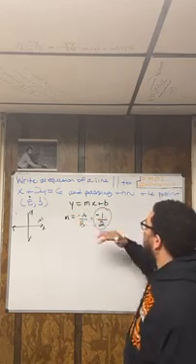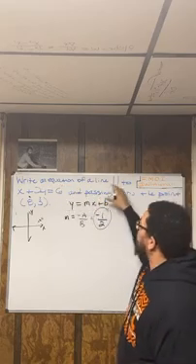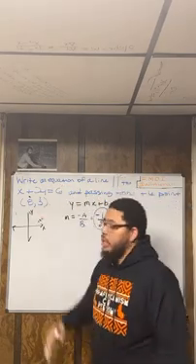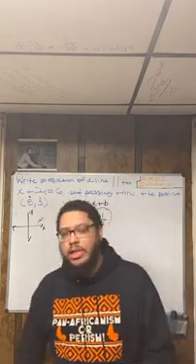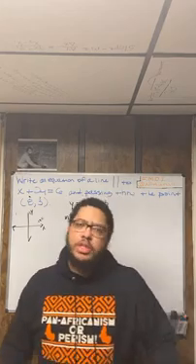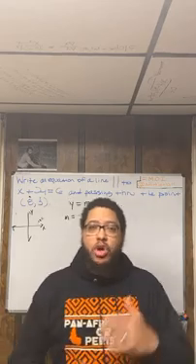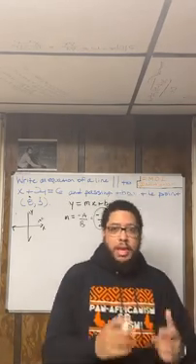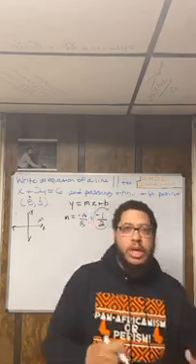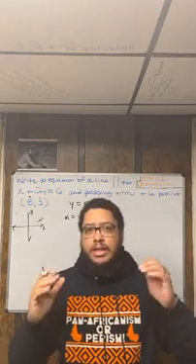Now, we're looking for the equation of a line that's parallel. Now, if two lines are parallel, we have to ask ourselves, how are their slopes related to each other? If two lines are parallel, their slopes are exactly the same. Remember that. Write that down. If two lines are parallel, their slopes are exactly the same.